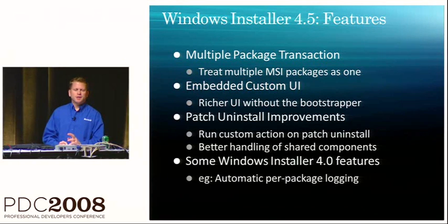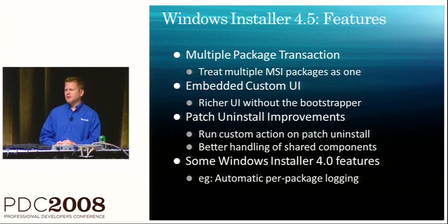One was there wasn't an ability previously to do something like run a custom action on patch uninstall. So when you're installing a patch on the system, you might have custom action code. A good example of this is, say, you might have a patch that runs on the system that then needs to configure a database or an IIS server or something like that as part of the patch. And then when the patch gets removed, it needs to back out those changes from the SQL database or the IIS server. That was something that you previously couldn't do. We now enable that in Windows Installer 4.5.